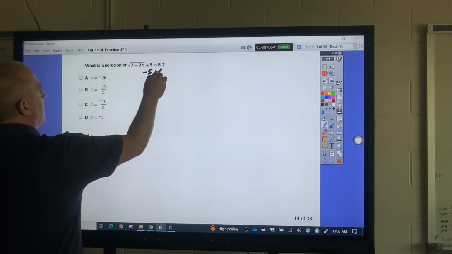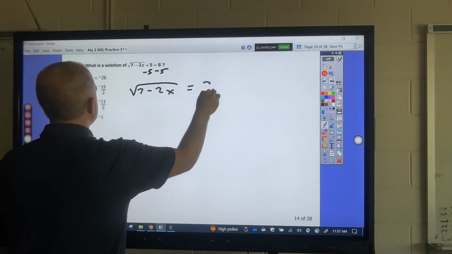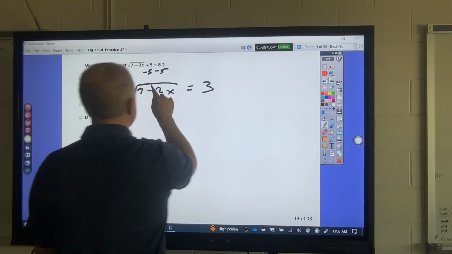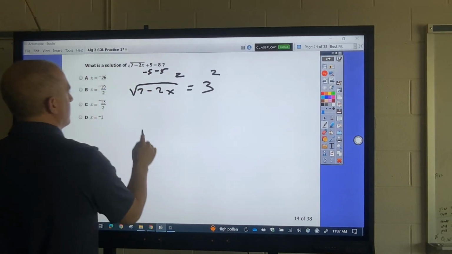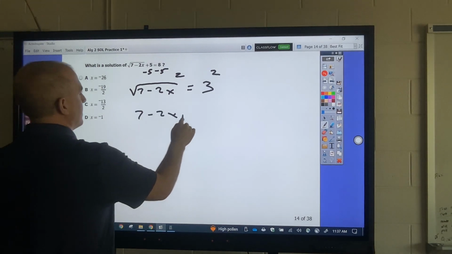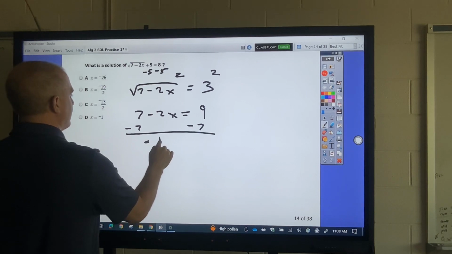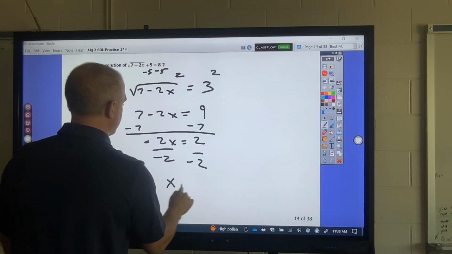All right, subtract 5. So I got 2 minus x is equal to 3. Now the idea is, this can't be a negative number. I square this, and I got 7 minus 2x equals 9. Subtract 9. I got -2x equals 2. Divide by -2. I got x equals -1.